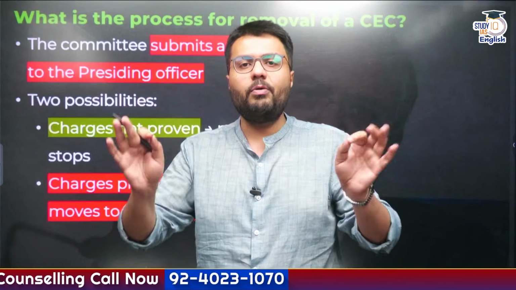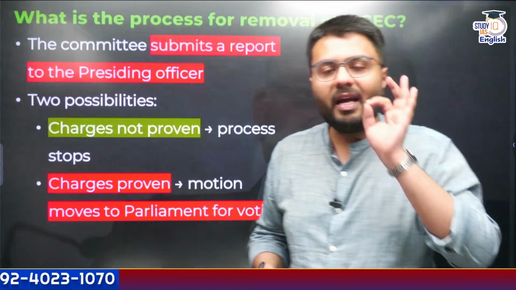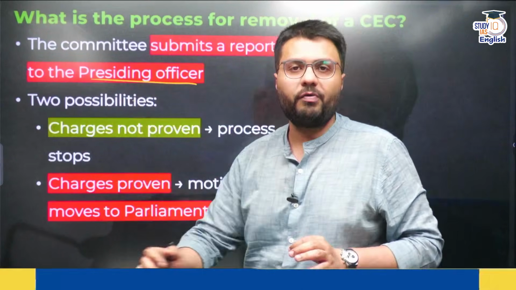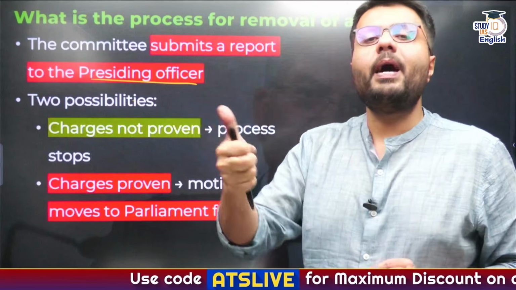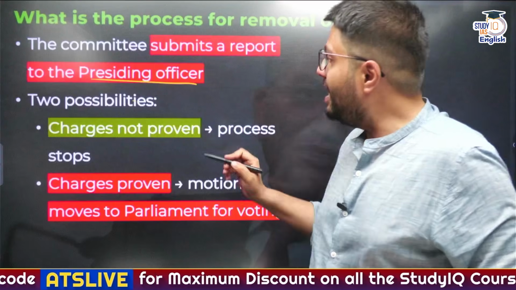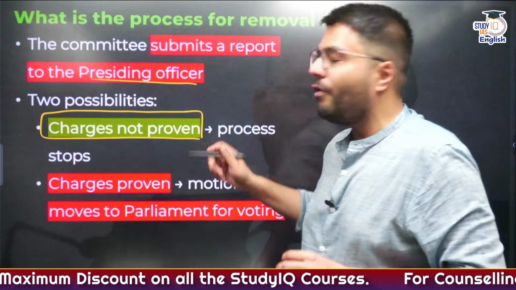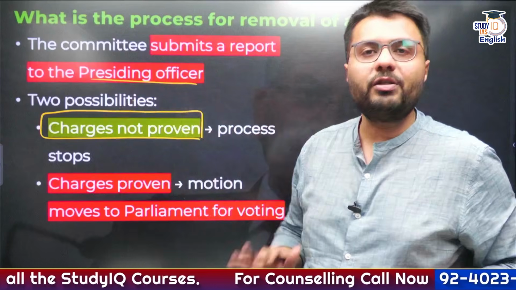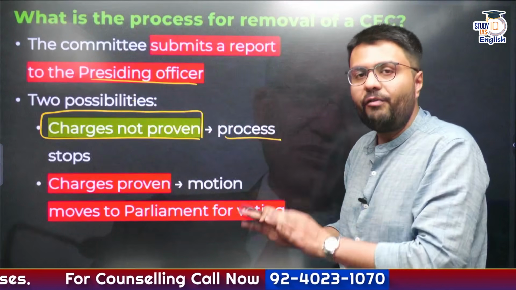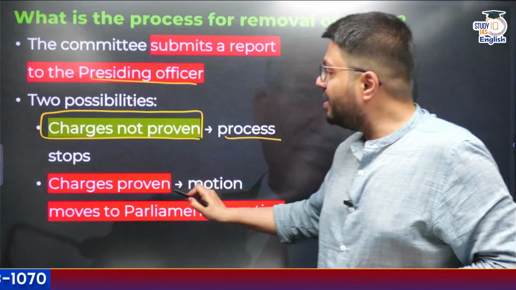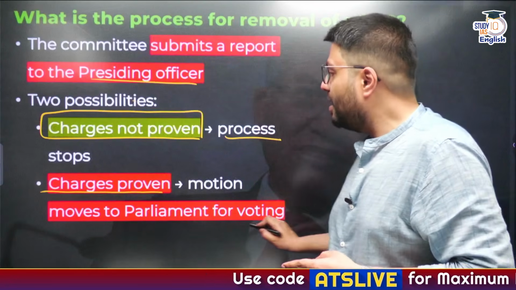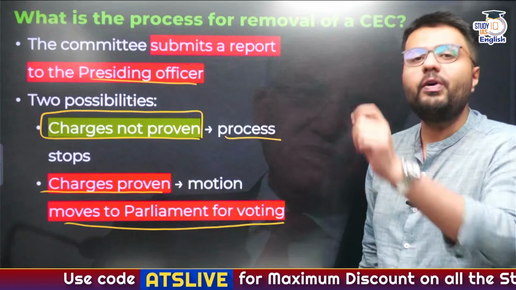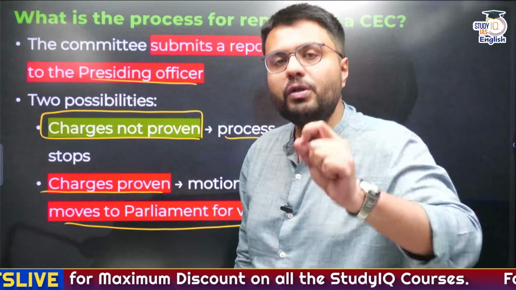Now, let us suppose this inquiry committee concludes the inquiry, and then it has to submit the report to the presiding officer of the House, and this brings forward two kinds of possibilities. Suppose in the report which the inquiry committee submits, it does not find the allegations to have any merit, or the charges are not proven, this process stops and the CEC or the judge of Supreme Court won't be removed from office. But on the other hand, if the charges of any misbehavior or incapacity are proven by this committee report, then a motion will be moved forward in the Parliament, and this motion goes for voting.